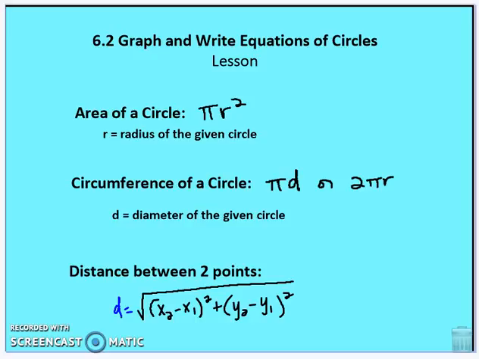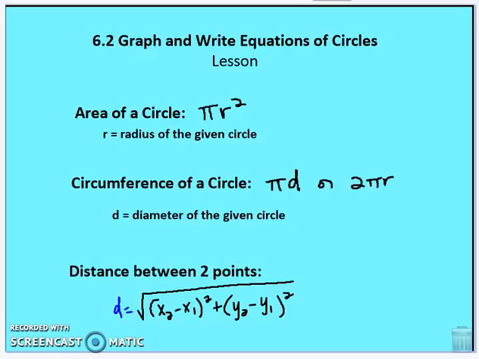First, I want you to remember the area of a circle is pi r squared. Circumference of a circle is pi d, or 2 pi r. And the distance between 2 points is the square root of (x2 minus x1) squared plus (y2 minus y1) squared. We're going to use that distance formula in order to derive the equation of the circle.